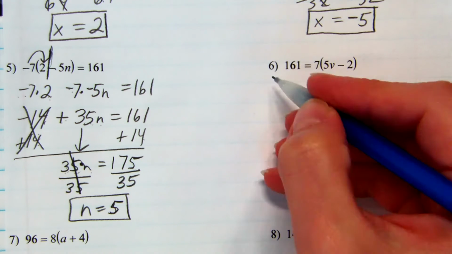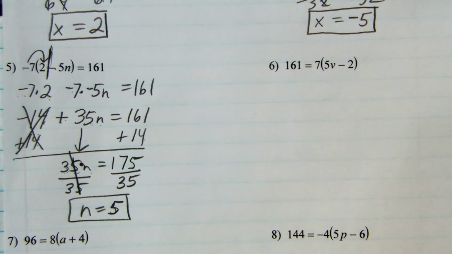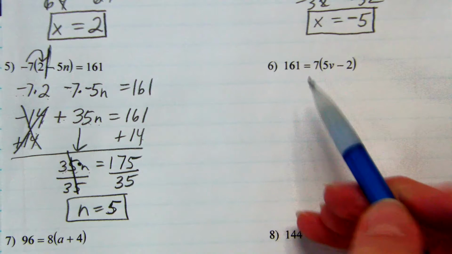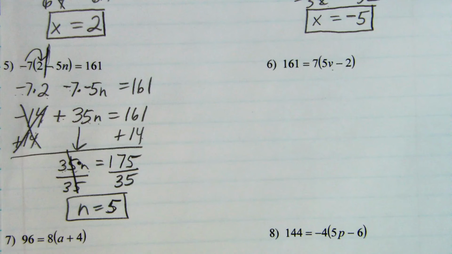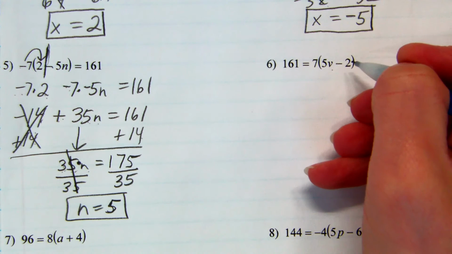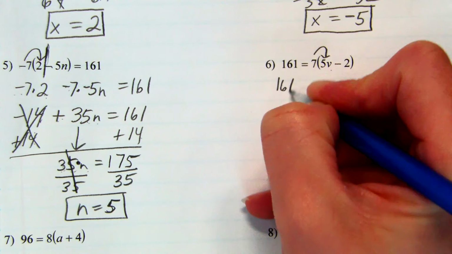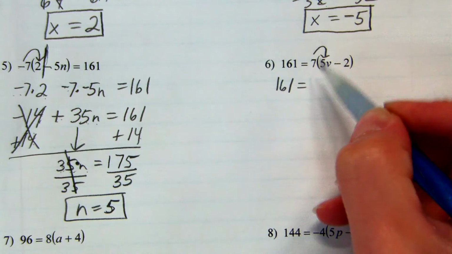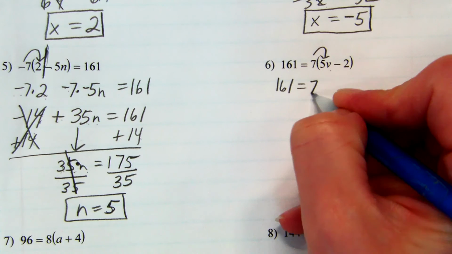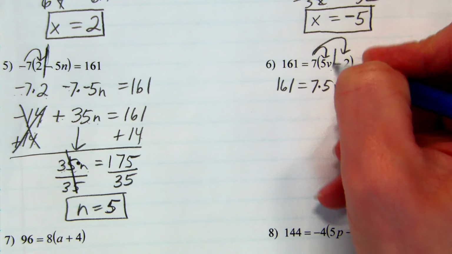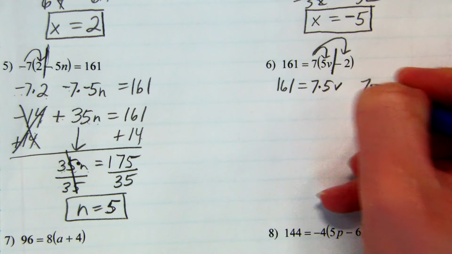Okay, so let's take a look at number 6. Now, what has changed on number 6? Raise your hand if you see it. What do you think? It's backwards. It's backwards. They put the parentheses on the right-hand side. It doesn't really change anything. You still do the same steps. We're just going to start with the right-hand side instead of the left-hand side. I'm going to get rid of the parentheses first by distribution, just like we did on all the others. So the 161 is just going to sit over there by itself for a minute. And I'm going to simplify the right-hand side. So I'm going to take 7 times 5v. And then we're going to think of this, maybe some of you, this will make more sense, as 7 times negative 2.